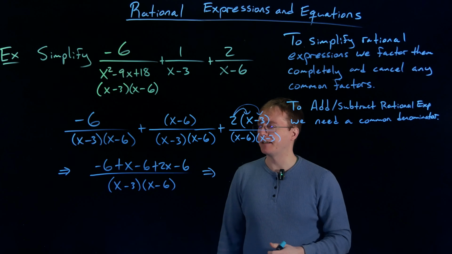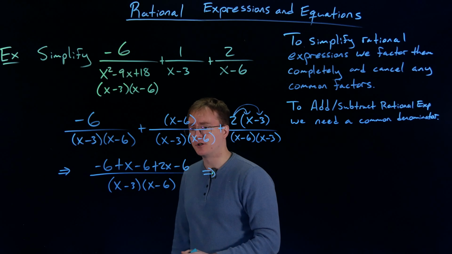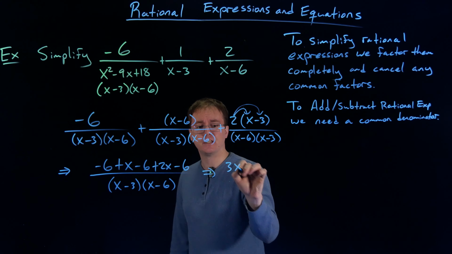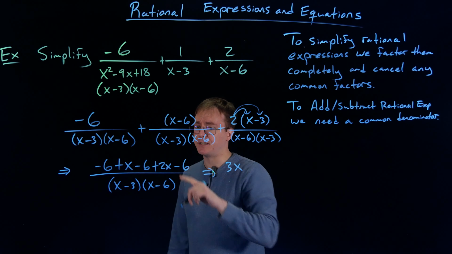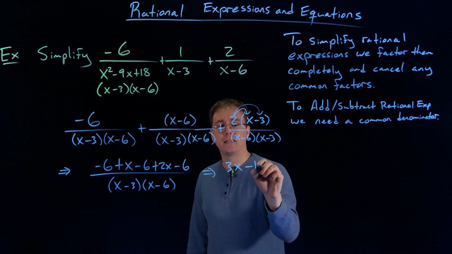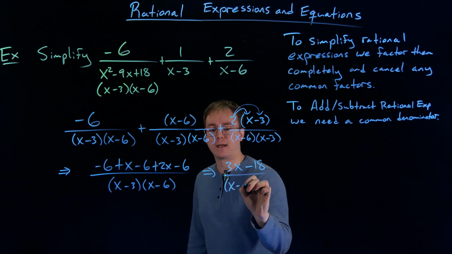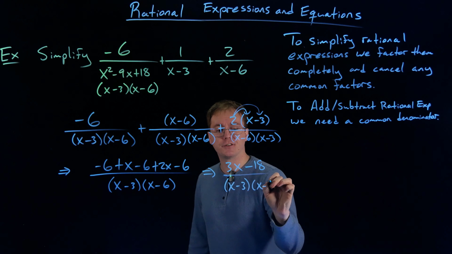And so we're still simplifying here because we can cancel and combine some like terms. Let's see what we got. So we have a total of 3 x's in the numerator, and then negative 6, negative 6, negative 6 is negative 18. And so that's looking like 3x minus 18 over x minus 3 times x minus 6.